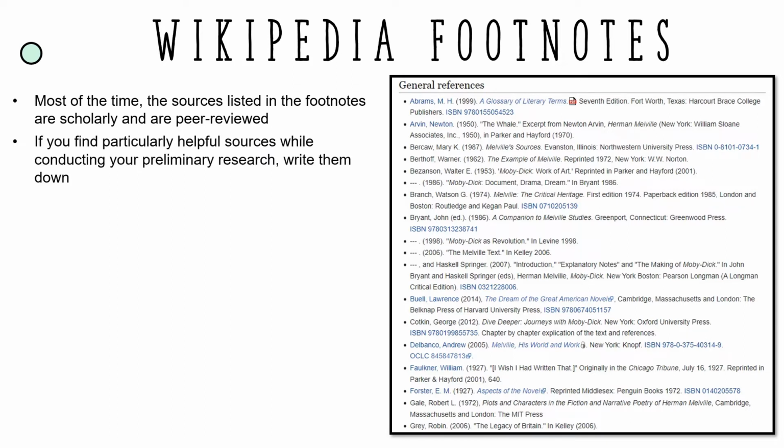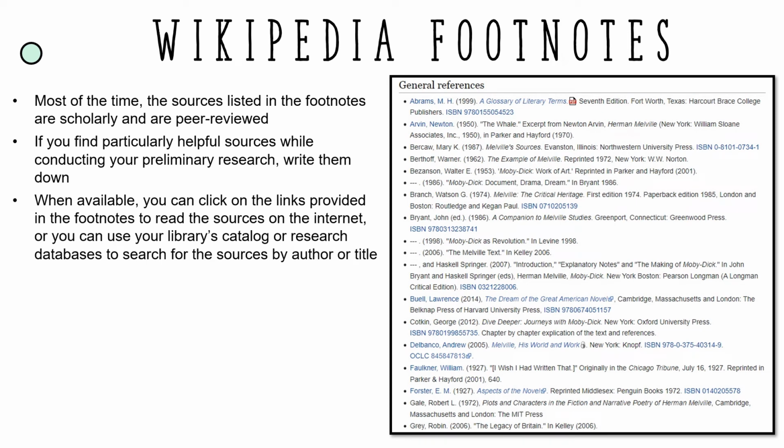If you find particularly helpful sources while conducting your preliminary research, write them down so you can come back to them when conducting more specific research later on. When available, you can click on the links provided in the footnotes to read the sources on the internet, or you can use your library's catalog or research databases to search for the sources by author or title.